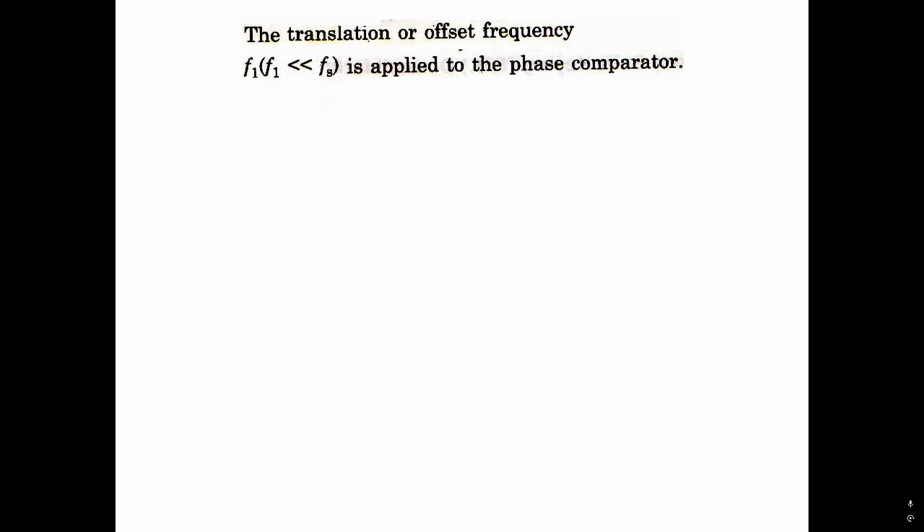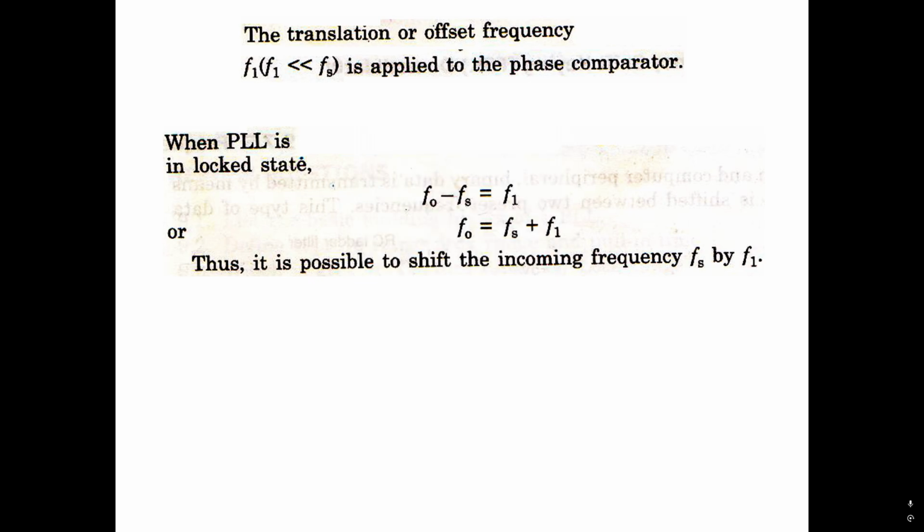The translation or offset frequency F1, which is far lesser than Fs, is applied to the phase comparator. When the PLL is in the locked state, F0 minus Fs equals F1, so that F0 equals Fs plus F1. Thus it is possible to shift the incoming frequency Fs by F1.